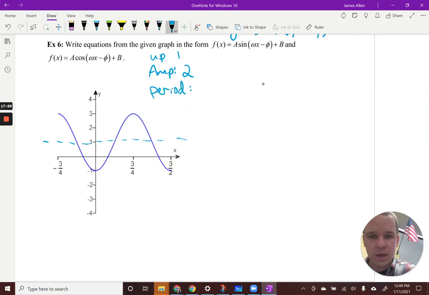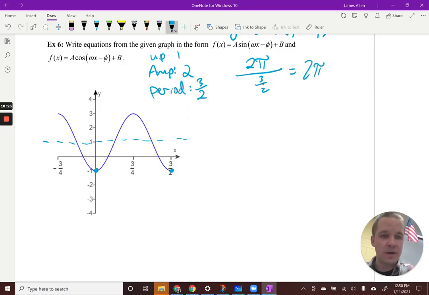What's my period? If we go from low spot to low spot, it's 3/2. So my period is 3/2, which means my period multiplier, that's the important one, is 2 pi divided by 3/2, which is the same as 2 pi times 2/3. That gives me 4 pi over 3. That's my period multiplier.